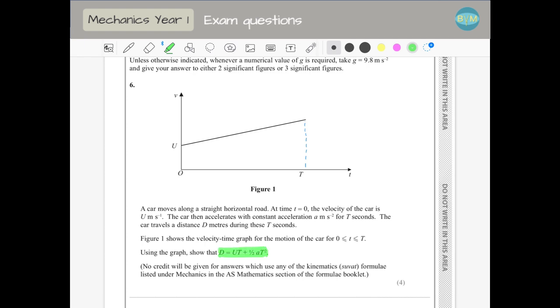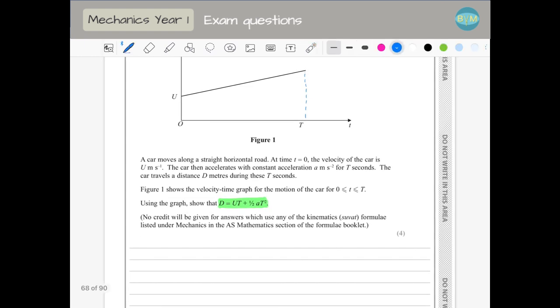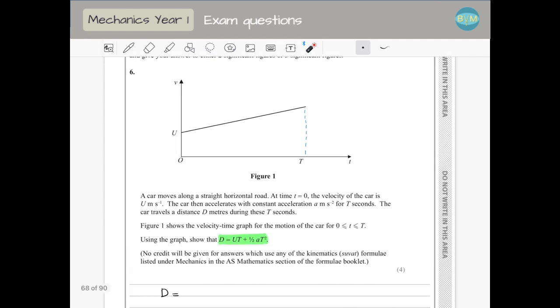We know that when we have a velocity time graph, two things are very useful. One is the area under the graph is going to be the distance, and the other is that the gradient of the line is going to be the acceleration. So the distance is going to be the area of this trapezium, so the area under the line. We add the parallel sides, so this one plus this one, divide by 2 and multiply by the distance between them.